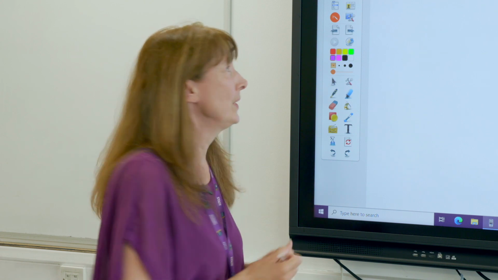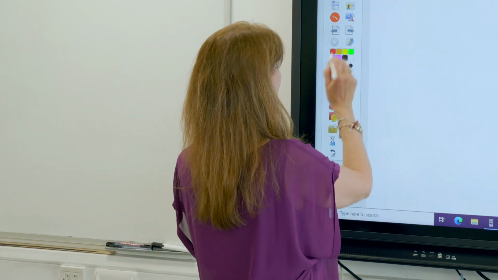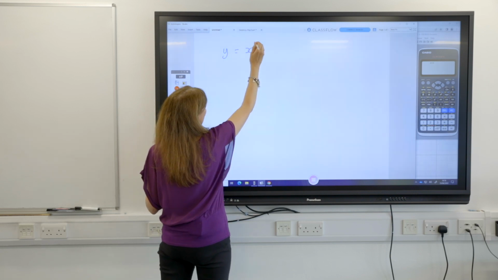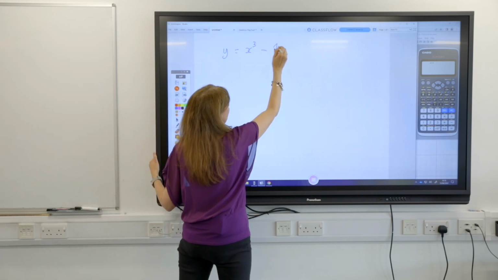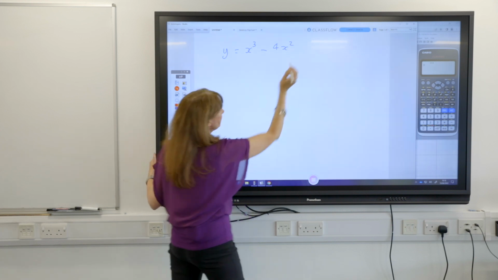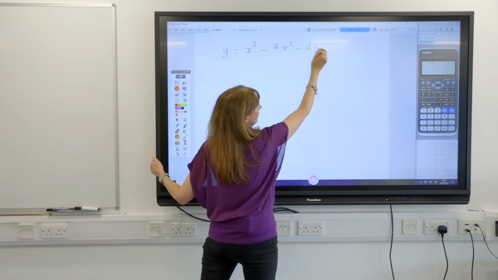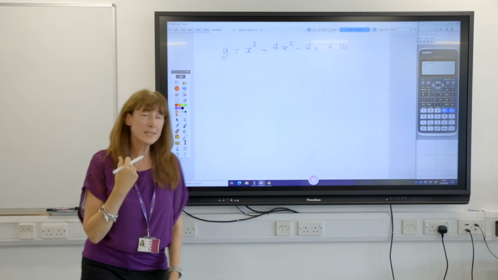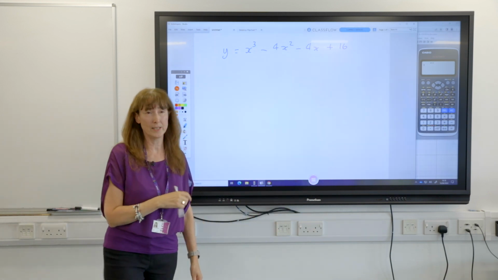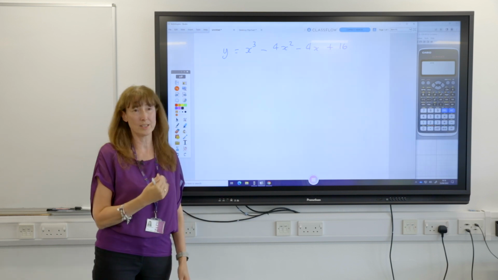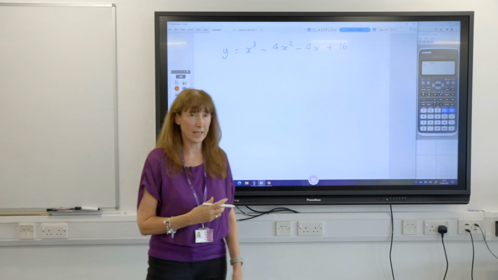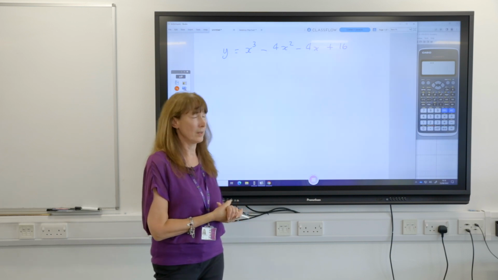So what I'm going to do is have a look at the equation of y equals x cubed minus 4x squared minus 4x plus 16. And to be able to sketch that graph, we need to look at where the graph will cross the x-axis and the y-axis, and we also need to look at things like maximum and minimum points.